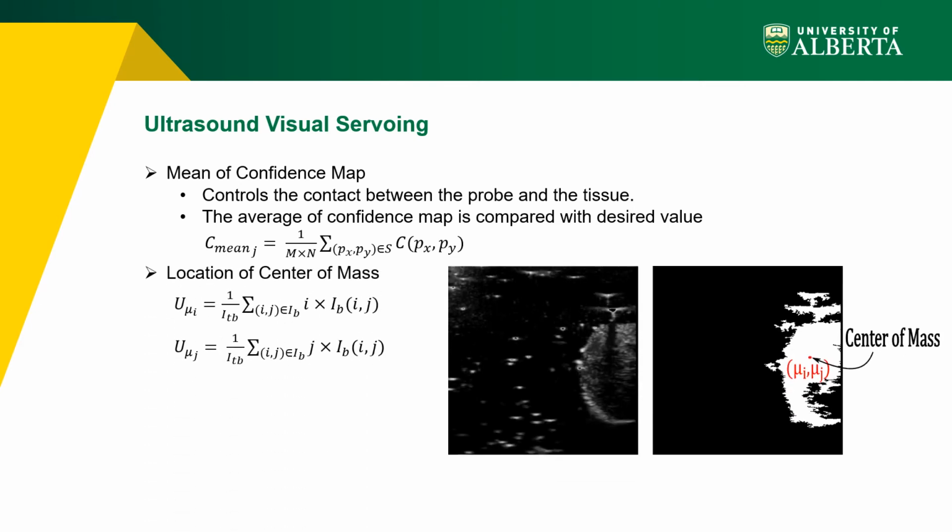The center of mass of the segmented object is a measure that indicates whether the image intensities are well divided over the segmented region or not. This feature is useful for controlling in-plane rotation of the probe in the visual servoing algorithm. The location of the center of mass is found using this equation and is shown in the figure, where background intensities have 0 values and foreground intensities are 1.